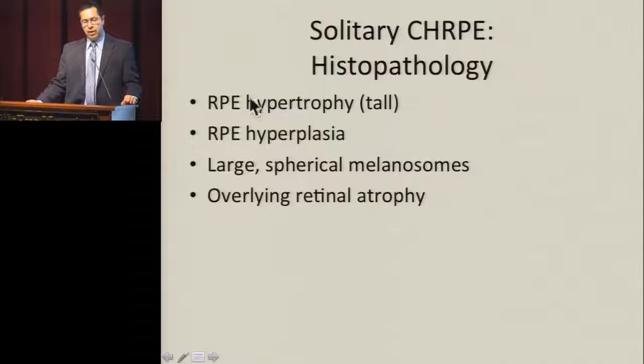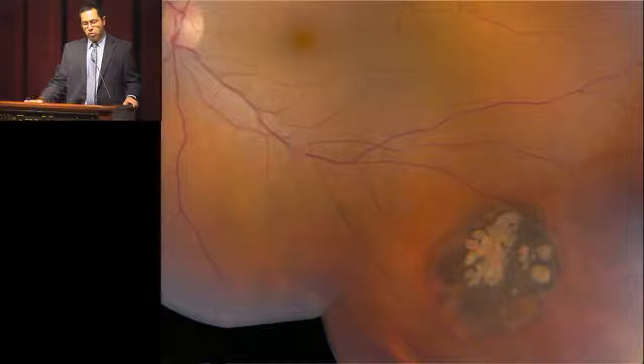On histopathology, they have RPE hypertrophy, sometimes even RPE hyperplasia. They have large spherical melanosomes, and histopathology, of course, shows the overlying RPE atrophy too. So I'm going to show you a few examples. CHRPE, you can see the sharp margin, the pigmented halo around it. Very important feature, this pigmented halo. Sometimes helps with differential diagnosis. The lacunae inside.